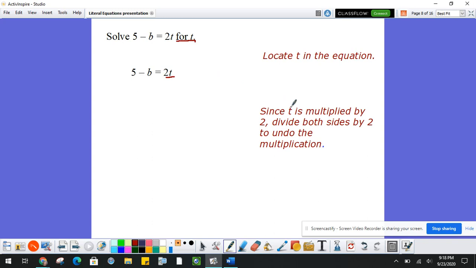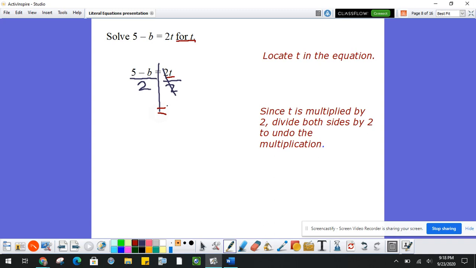So for step three, since t is multiplied by 2, I'm going to divide both sides by 2 to undo the multiplication. So dividing my problem by the equal sign, I'm going to divide by 2 over here to get this 2 to cancel out so that the t, which was the question, is now by itself. And I also have to divide this side by 2. Notice I'm not just dividing the 5 or not just the b. I have to divide the whole side by 2.